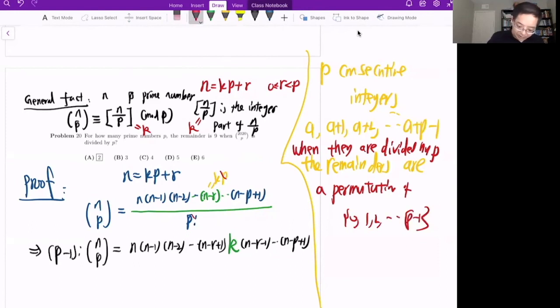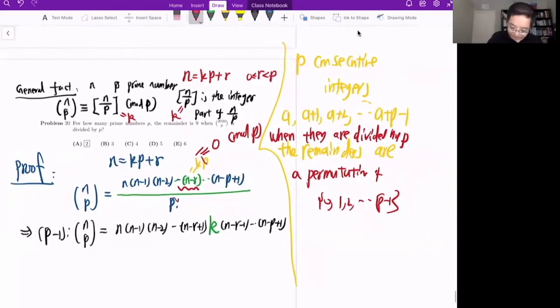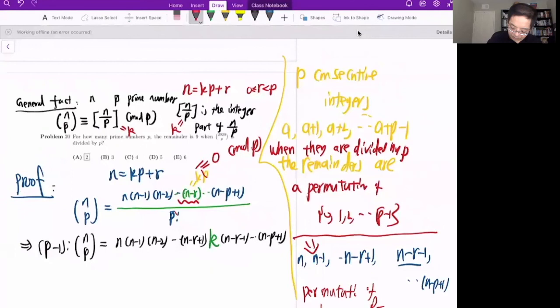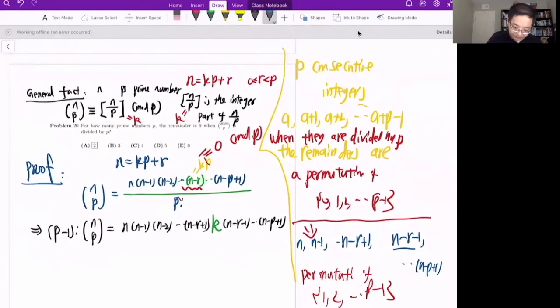All right, so for here, this number, n minus r, the remainder is 0 when divided by p. So the others are just a permutation of from 1 to p minus 1. So let me put it here. So I get, if I have n minus r plus 1, we skip n minus r, so this n minus r minus 1, and all the way to n minus p plus 1. It's just a permutation of 1, 2, all the way to p minus 1, right? When divided by p.